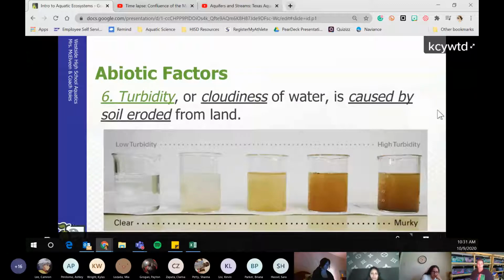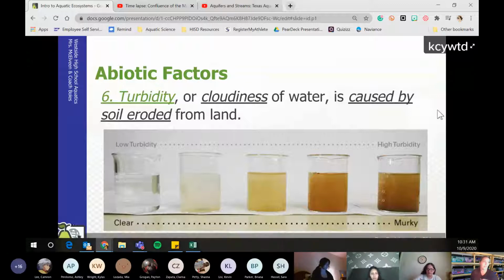Next, abiotic factor, the last one, is turbidity. This is the cloudiness of the water, and it is caused by soil eroded from the land. You can see low turbidity is clear water, high turbidity is murky water. Turbidity, cloudiness, murky. We have high turbidity here in our part of the Gulf of Mexico.